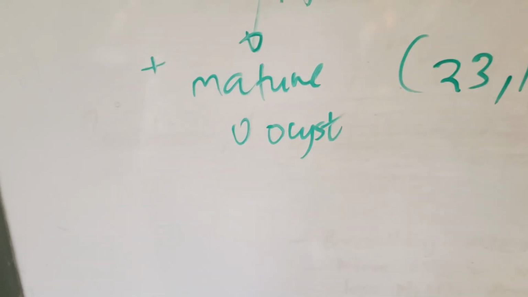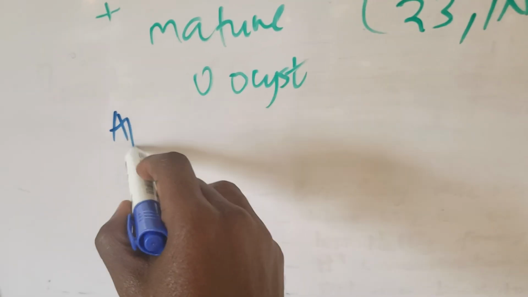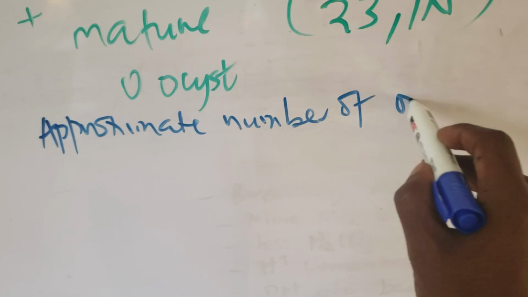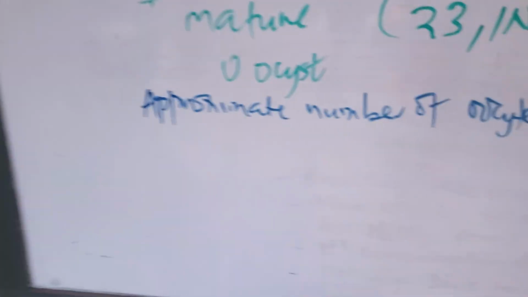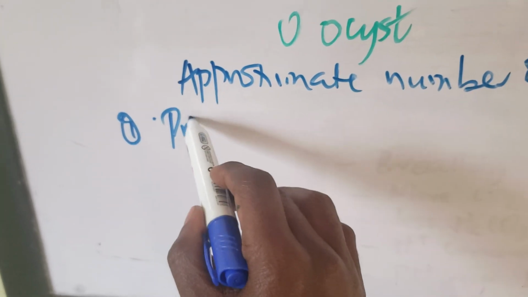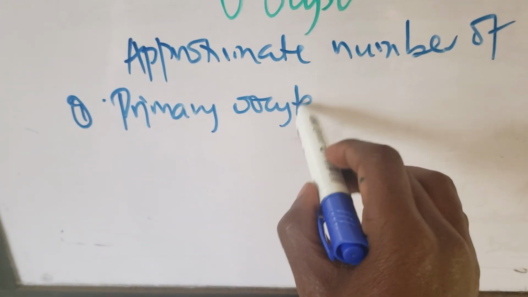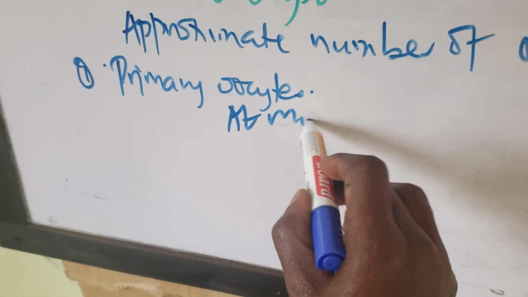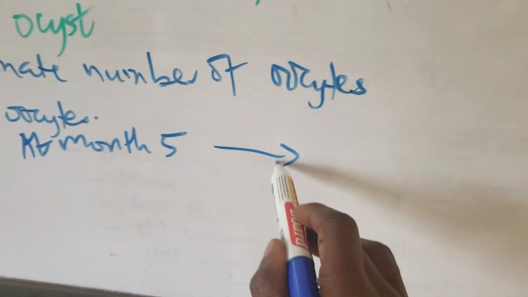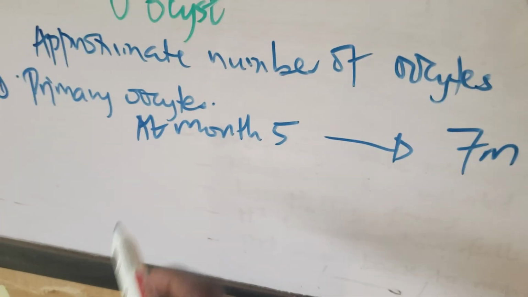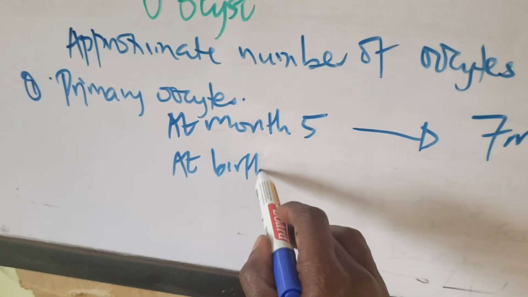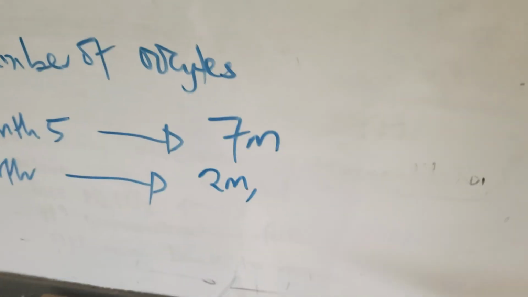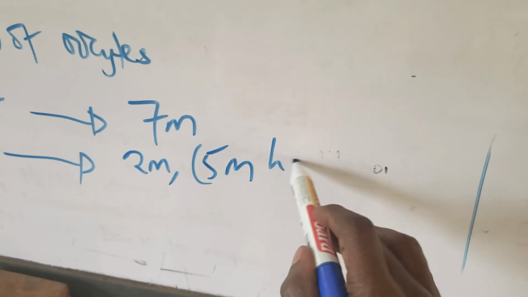So let's look at the approximate number of oocytes. Let's begin with the primary oocytes. We see that at month 5, we tend to have about 7 million oocytes. Then at birth, we have just about 2 million, and this means 5 million have degenerated.